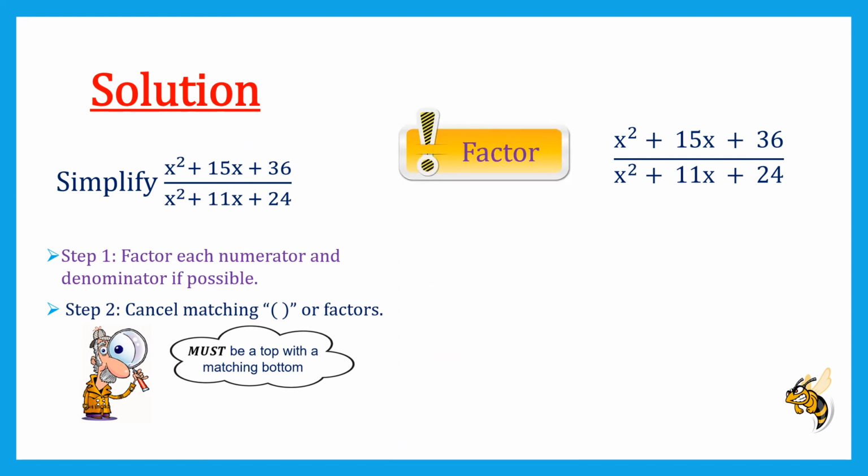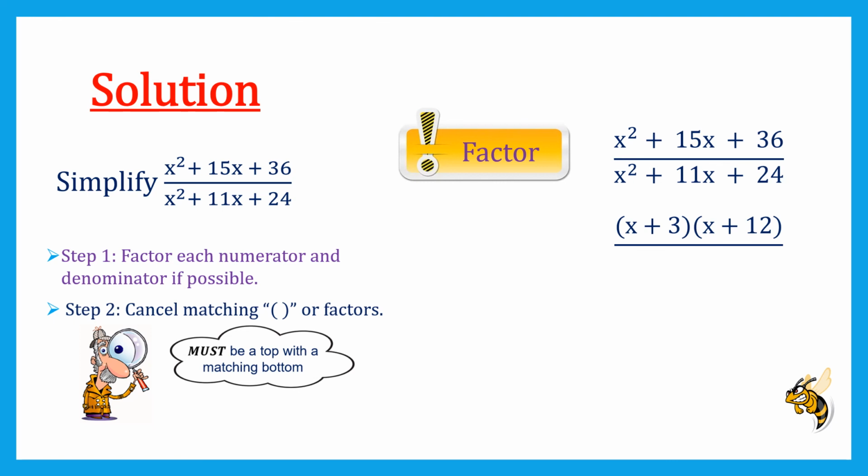First, I need to factor both the top and the bottom, the numerator and the denominator. So I want to know what two numbers multiply to give me 36, but they add to 15. Let's repeat it again. Two numbers that multiply to give me 36 and they add to 15. And those two numbers are 12 and 3. And since it's a positive C and a positive B, it was x plus 3 times x plus 12.